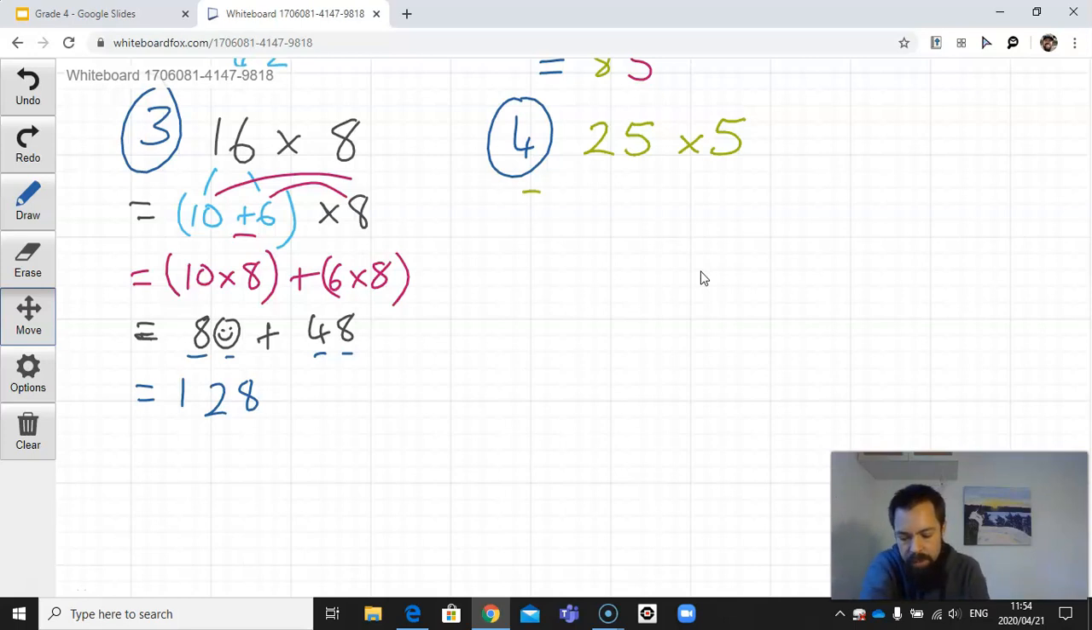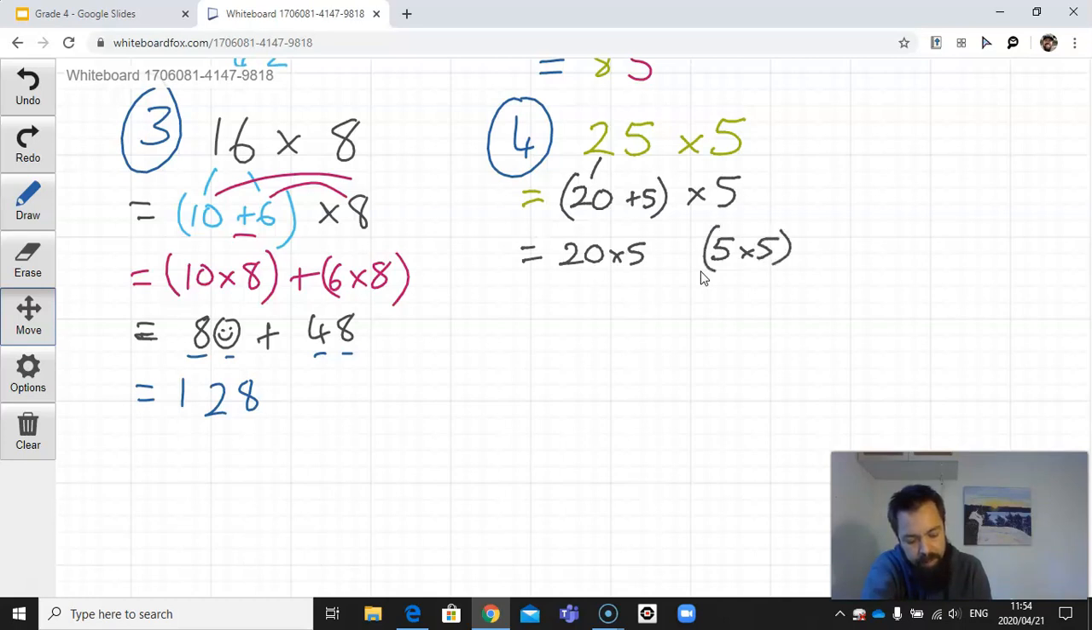If you need more time, pause it. If you're happy to work through it together, let's do that. So I'm going to break up my 25 into 20 plus 5. Then I'm going to times each of the pieces by 5. So 20 times 5, and 5 times 5. Tie them up in brackets. Plus comes in the middle.